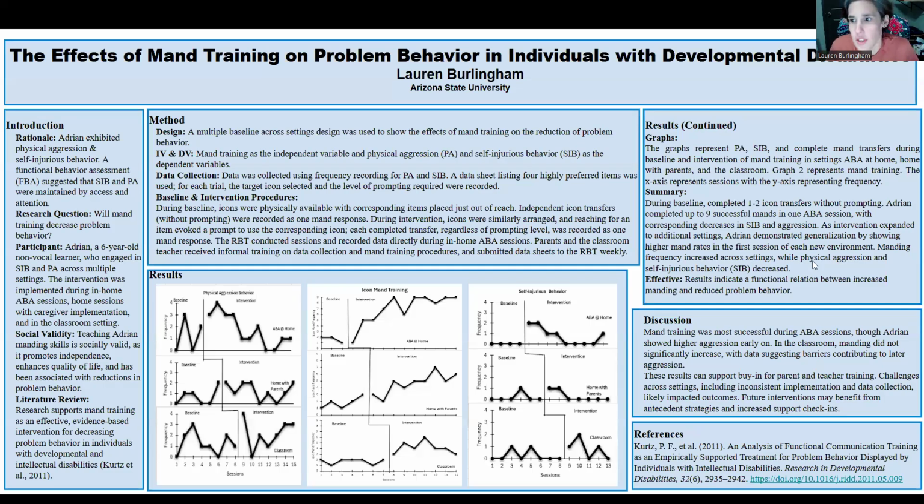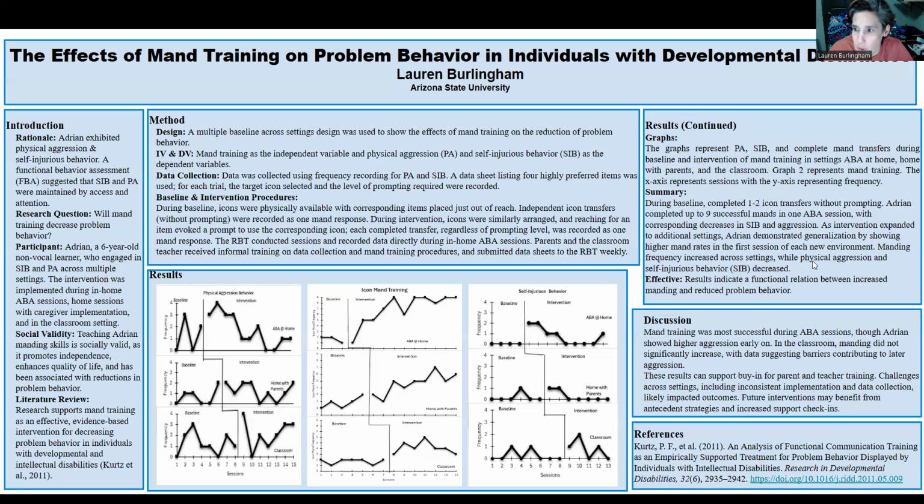Hello. You will see that the topic that I chose is the effects of man training on problem behavior in individuals with developmental disabilities. The participant, her name is Adrian. She's a 6-year-old little girl. She has a diagnosis of autism, and she does not use words to communicate, considering her to be non-vocal. She does exhibit physical aggression and self-injurious behavior, specifically in the form of biting and hitting others for physical aggression, and hitting hard items hard enough to leave a bruise on her hand for self-injurious behavior.